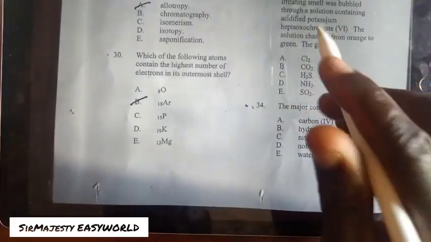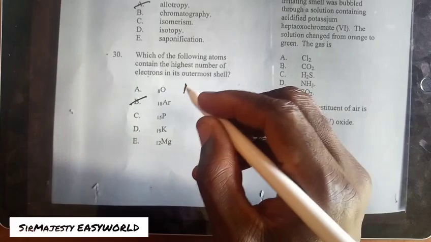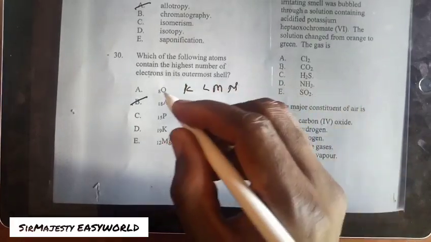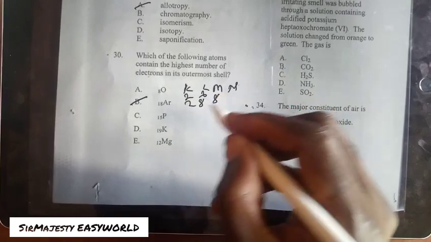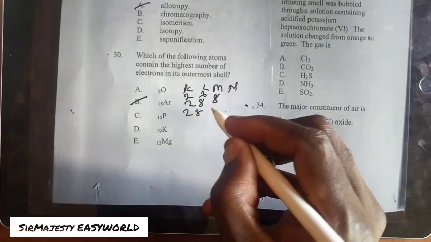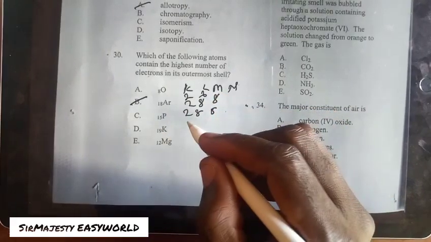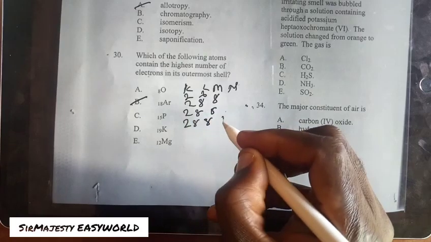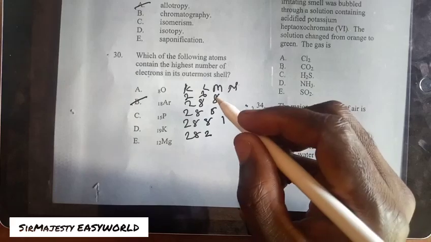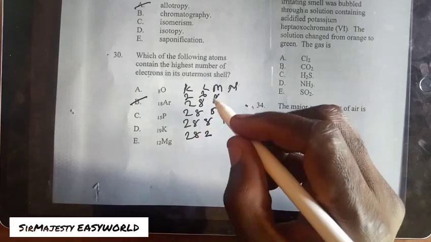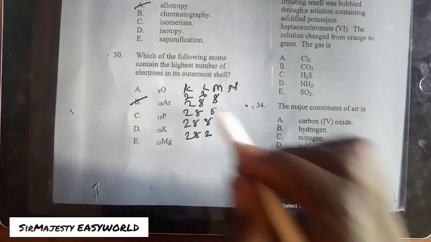So you get them by writing their configuration K, L, M, and N. For A it is 2, 6, for B it is 2, 8, 8, that's 18. Then for C it is 2, 8, 5. Then for D it is 2, 8, 8, 1. So the last shell is 1. For E it is 2, 8, 2. So the one with the highest number in the outermost shell is actually argon, which is 2, 8, 8.